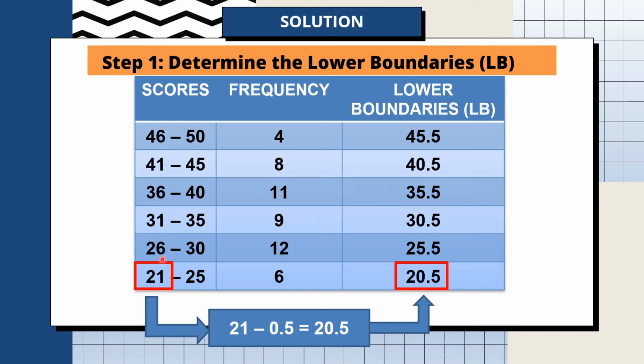Sa class interval na 26 to 30, yung 26, bawasan mo naman siya ng 0.5 para maging 25.5. Sa 31 to 35, yung 31 na lower limit, bawasan ng 0.5 para maging 30.5. And so on. So, ganun lang po kabilis kumuha ng lower boundary. Nagbabawas lang tayo ng 0.5 sa ating mga lower limits.